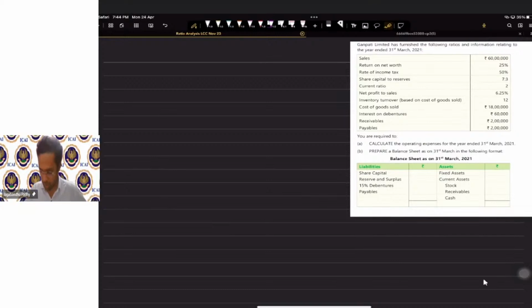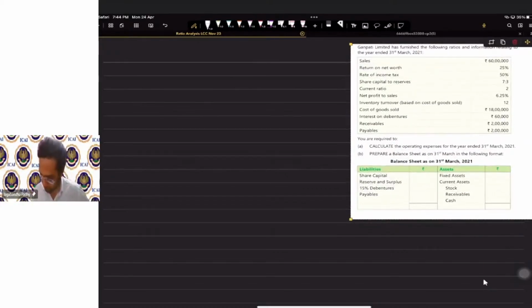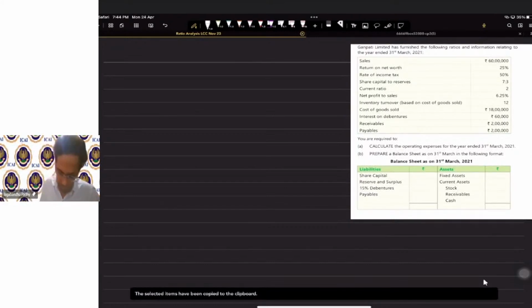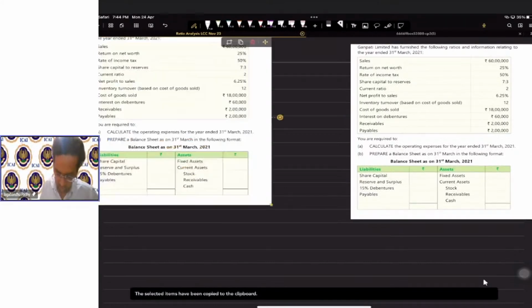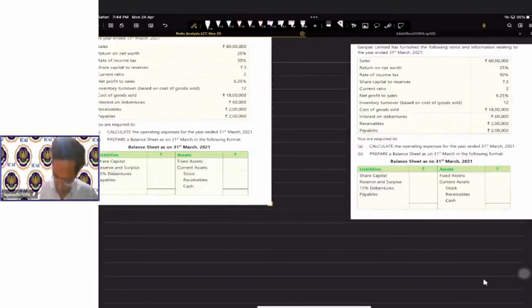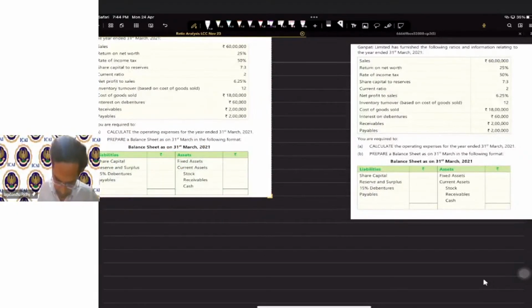Anyways, let's prepare the balance sheet first, and then we can try to fill up the things. Let me just have the balance sheet format which they have already given to us.